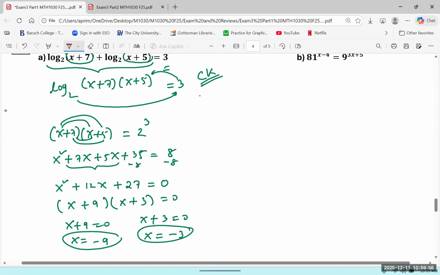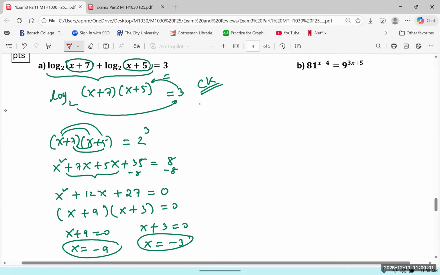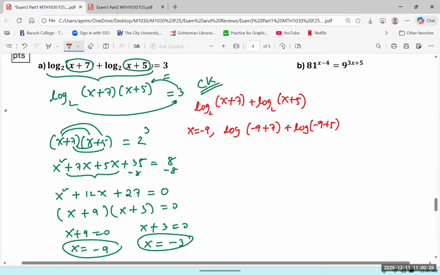When you check, you have to check with the original log. Log has a problem, so you need the original log. The original log is log 2 of x plus 7, and then log 2 of x plus 5. You're going to substitute here to see if any of the arguments is negative or 0. So first, let's check -9. We get log of -9 plus 7, and then log of -9 plus 5.